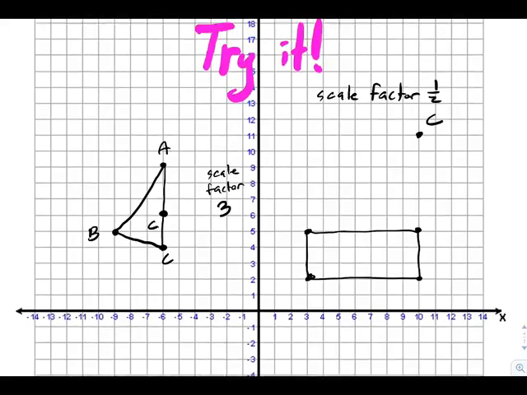So I'm going to do scale factor of 3 on triangle ABC here. So I used to go up 3. I'm going to multiply that path by the scale factor. So my new set is 3, 6, 9. Here's my new A prime.